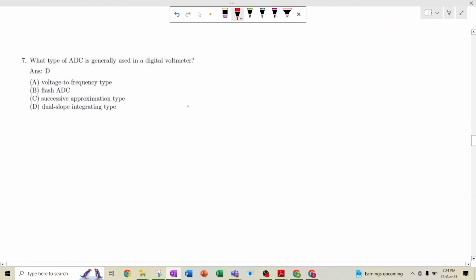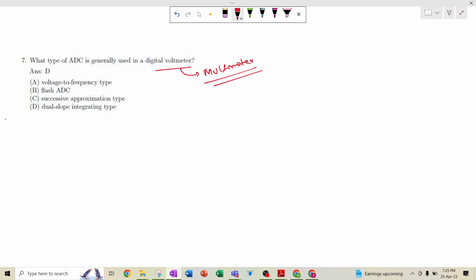Now the next question: what type of ADC is generally used in a digital voltmeter? Remember one thing, in case of a multimeter, that is digital voltmeter and digital ammeter, we always use the dual slope integrating type ADC. Why? We will discuss the dual slope integrating type in the next problem, but I am just telling it in brief.